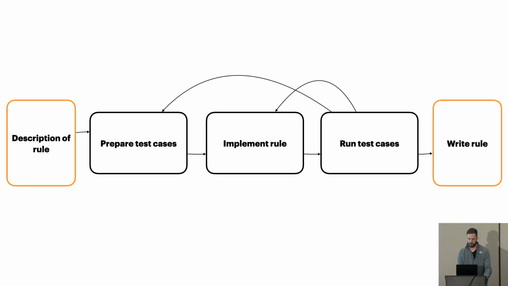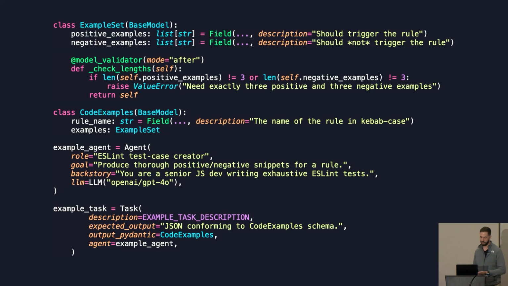And so how could this look? This is an agent and a task, just a task with creating examples. What we're using here is something called a structured output. When we're using Python, we can use pydantic models. So we have the example set with the positive and negative examples. We even have a model validator where you can check that it's exactly 3 each. And then we have the code examples model with the examples.